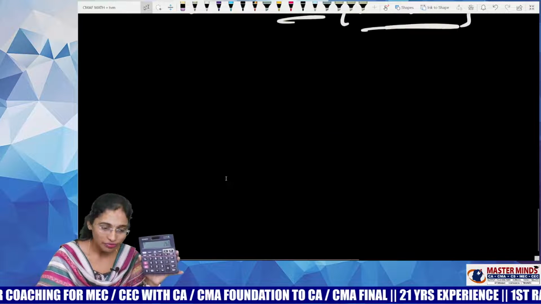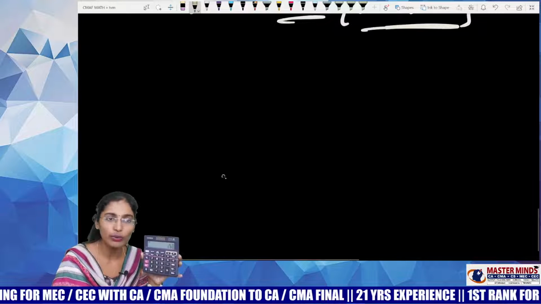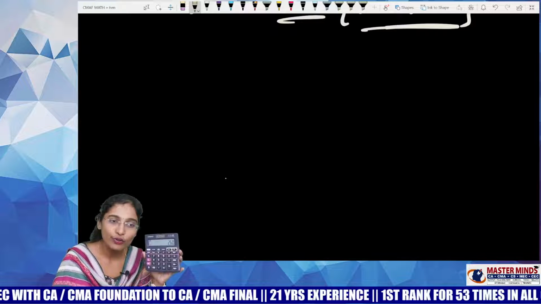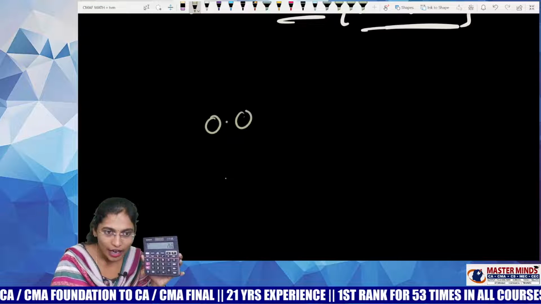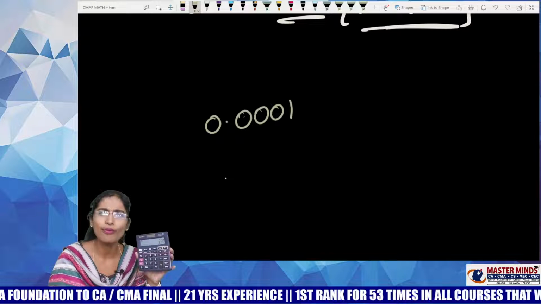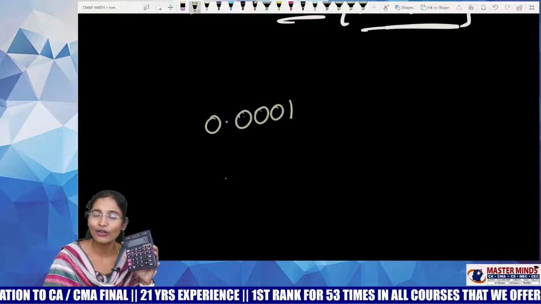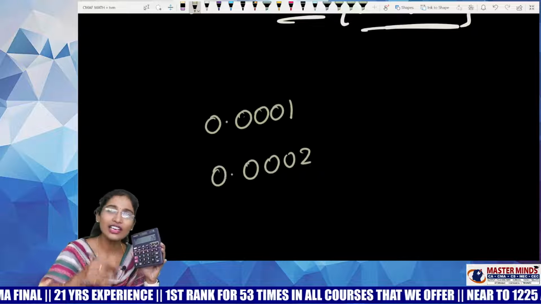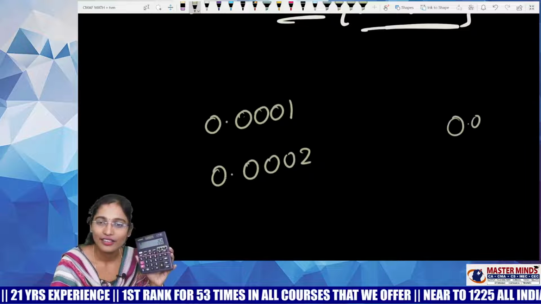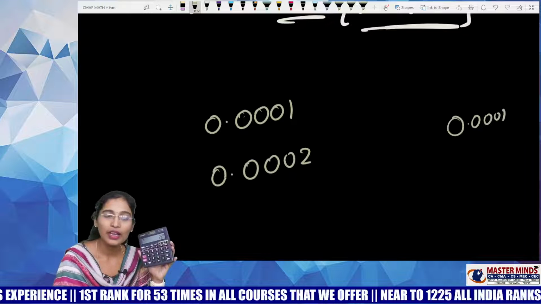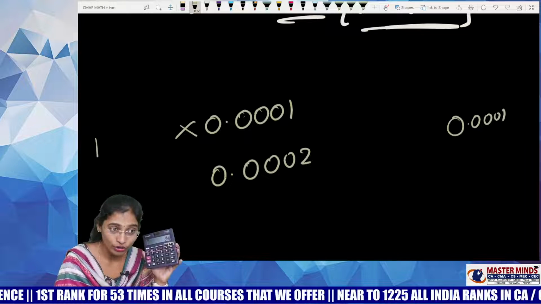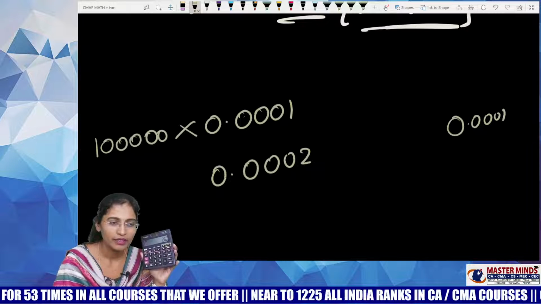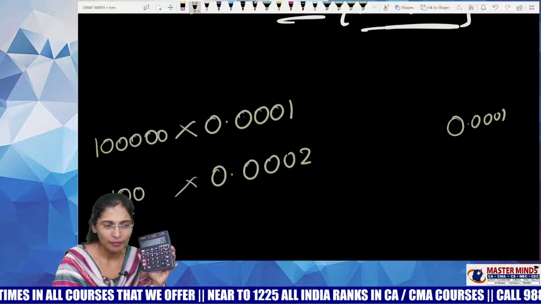I'll tell you why. You need not worry about small differences, whether my answer is correct or wrong. Look at this. I'm writing a very small figure, 0.0001. Such a simple value, right? Now this one, 0.0002. What is the difference between these two? 0.0001. Am I correct? Let me multiply because my principal is huge. I'm multiplying it with 1 lakh. Now this one also I'm multiplying with 1 lakh.